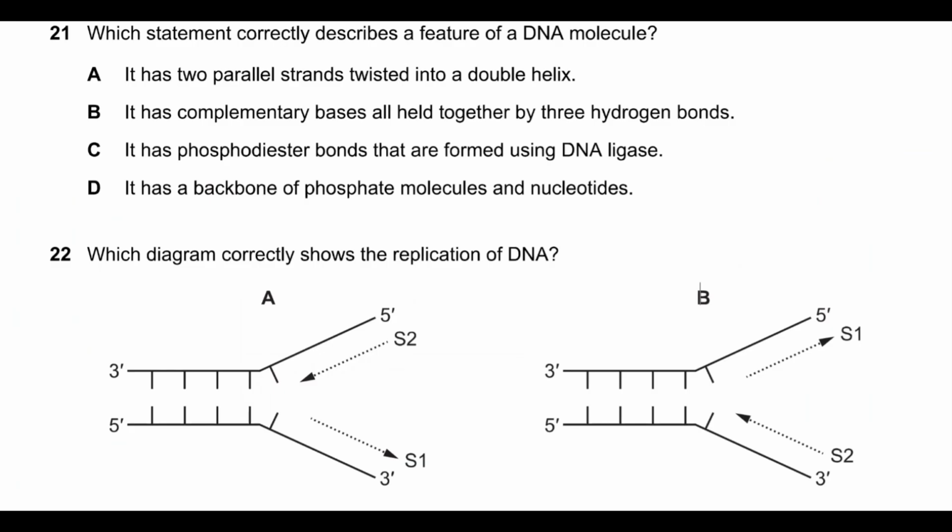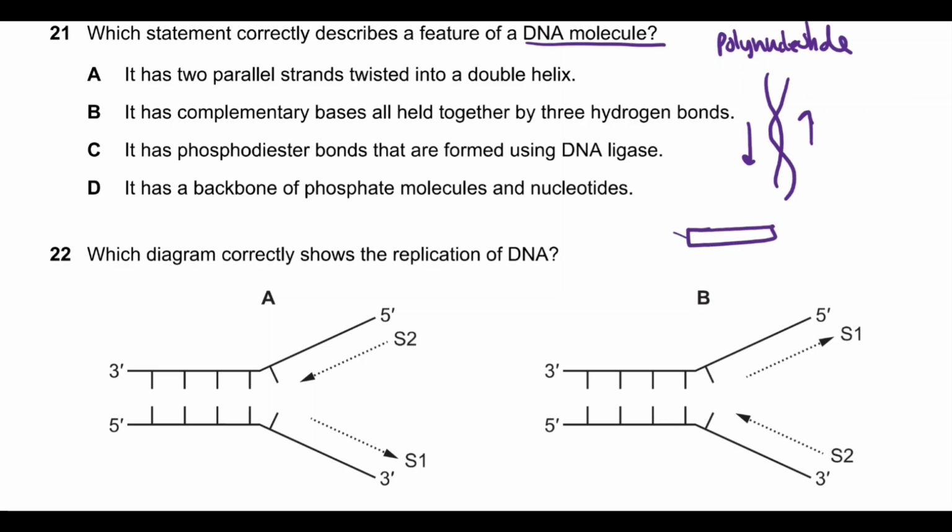Question number 21. Which statement correctly describes a feature of a DNA molecule? So we all know that a DNA molecule is a polynucleotide. These are two polynucleotides anti-parallel to each other. And each nucleotide is made from a nitrogenous base, a pentose sugar, and a phosphate group. Now let's see the suggestions that we have here.